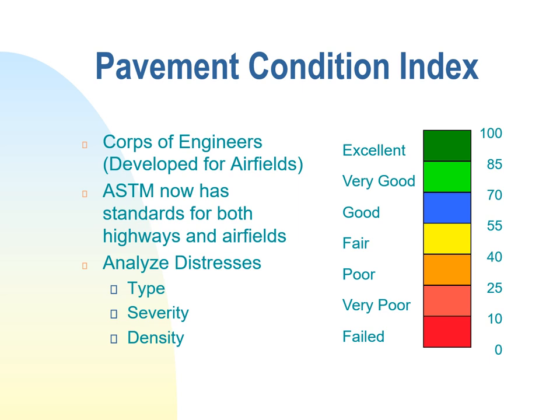If you look at this bar, you can see the road is in excellent condition when the PCI is from 85 to 100. The road is in very good condition when the pavement condition index is from 70 to 85, and so on.